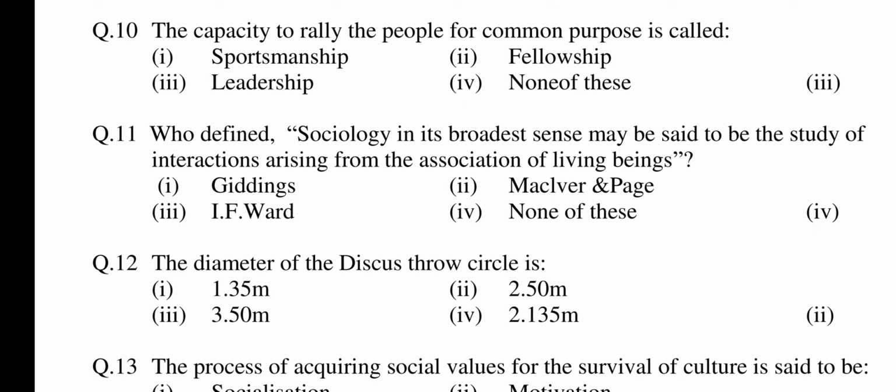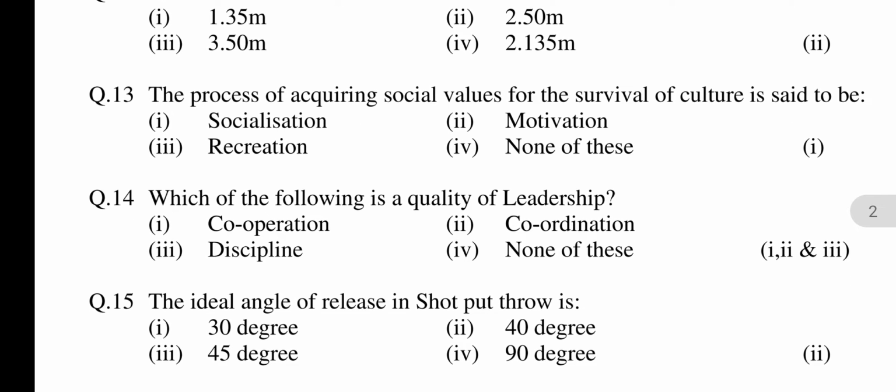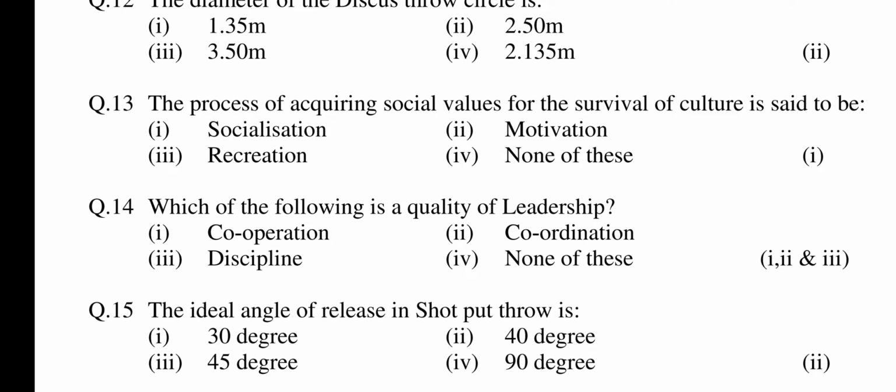Question number 11, who defined sociology in its broadest sense as the study of interactions arising from the association of living beings? Option first Giddings, second MacIver and Page, third L.F. Ward, fourth none of these. Answer is option second, MacIver and Page. Question number 12, the diameter of the discus throw circle is: option first 1.35 meter, second 2.50 meter, third 3.50 meter, fourth 2.135 meter. Answer is option second, 2.50 meter.